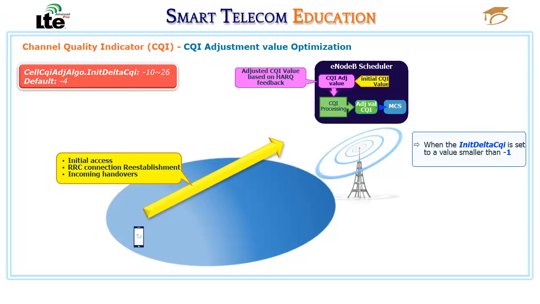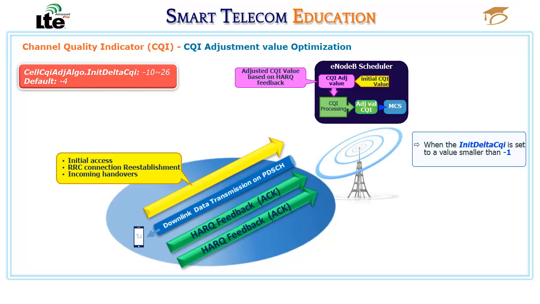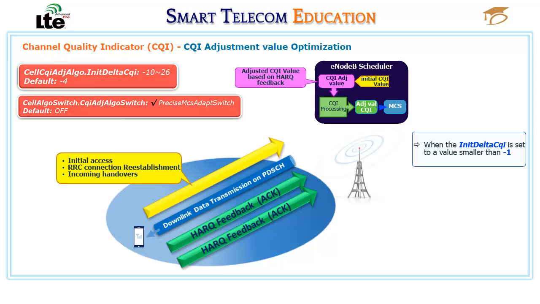When the initial delta CQI parameter is set to a value smaller than -1, and the UE reports consecutive positive ACKs as feedback on downlink HARQ, the downlink throughput can be improved by enabling the precise MCS adaptation switch option of the CqiAdjustAlgoSwitch parameter. The eNodeB adjusts the reported CQI value for the UE, and increases the transport block size index used for the first downlink HARQ retransmission.